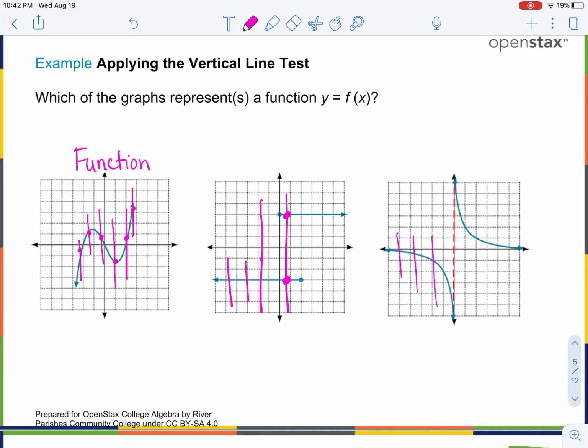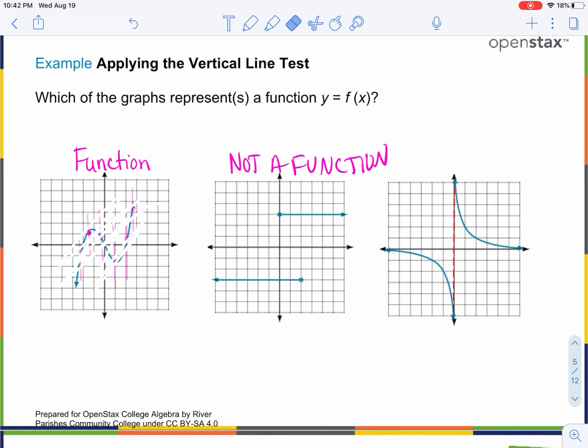I just want to alert you real quick before I actually draw the lines through this one. So let me erase those real quick. And I forgot to write here that this was not a function. Let me just redraw those lines. I'll just draw one through both.